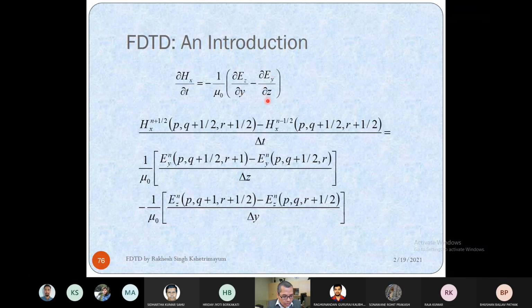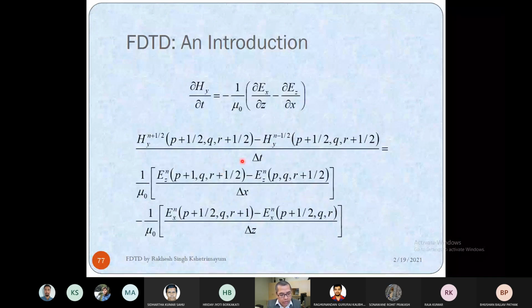Similarly, you have ∂Ey/∂z here. Ey is at the center of the edges along the y-axis, so q plus half. Partial derivative with respect to z, so r plus 1 minus r, divided by delta z, and p here. So you can write it like this.